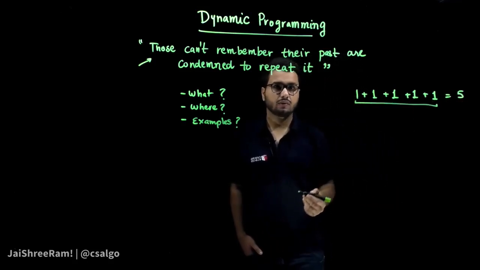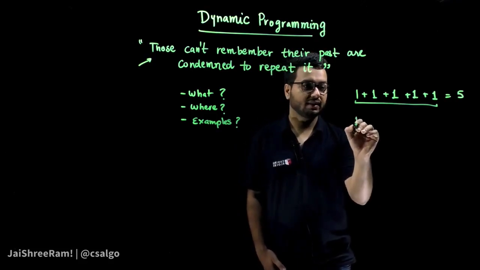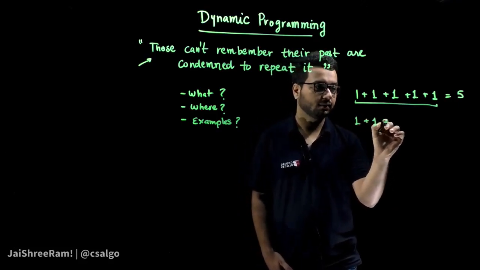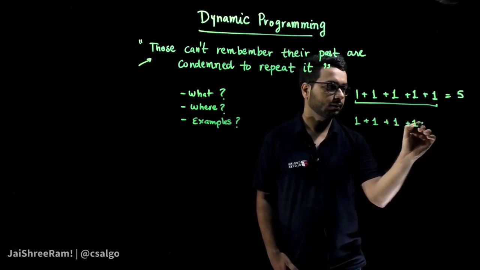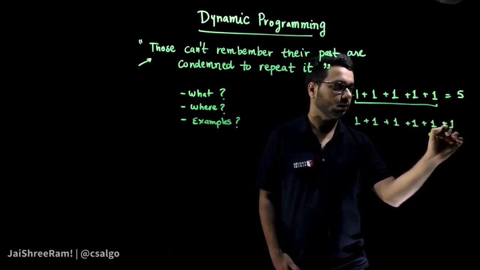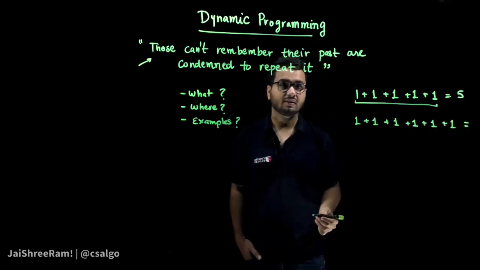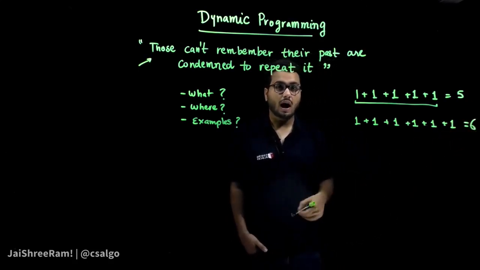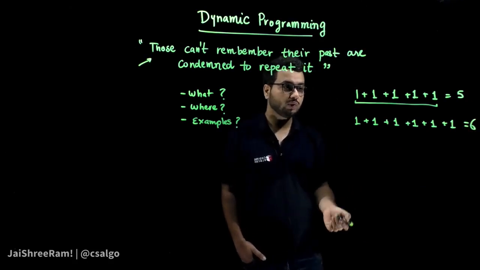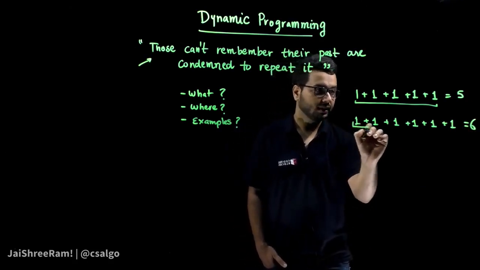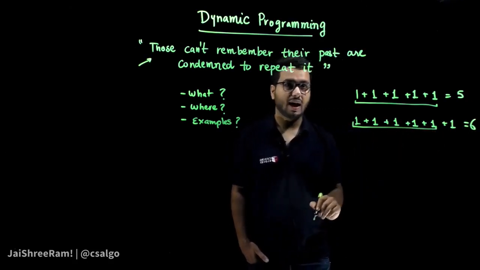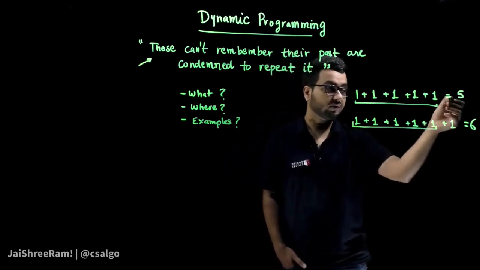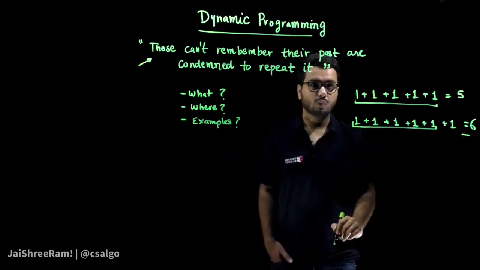Now let me give you another problem, and let's say you need to compute this sum. Now you will say the answer is going to be 6. So how do you compute this sum? There are two ways. One way is, okay, the previous sum is 5 and I just need to add 1 to the previous sum to get 6.